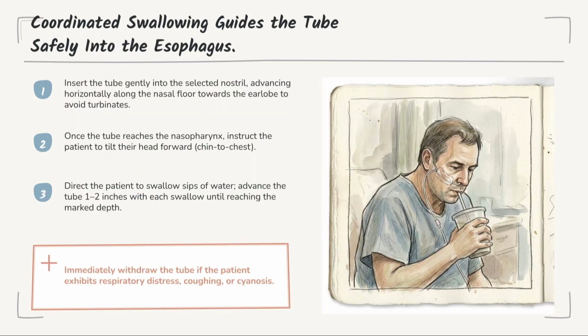During insertion, advance the tube gently along the nasal floor. Once it reaches the nasopharynx, ask the patient to tilt their chin toward their chest. Instruct them to swallow sips of water as you advance the tube. If the patient coughs or shows distress, stop immediately and withdraw.